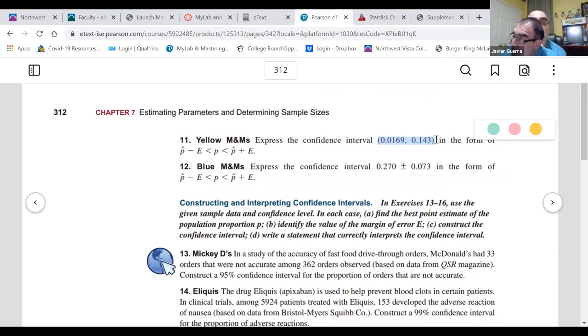So let me write down the formula for it. P hat is upper plus lower divided by 2. And the E is upper minus lower divided by 2. I'm just writing down the formula. I'm going to share it in a minute.